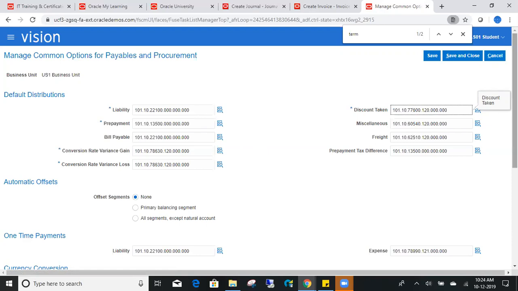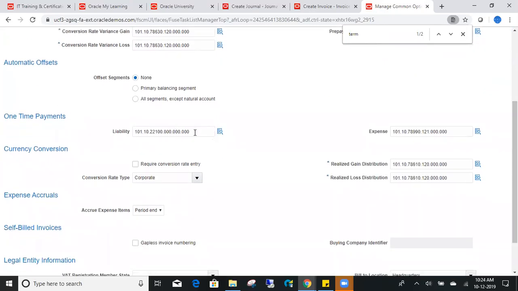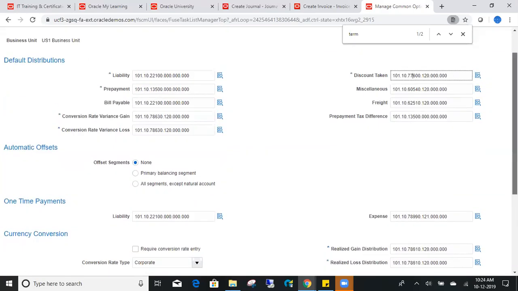Okay, you got it. And one more thing is there is a liability account expense. That is the currency involvement.